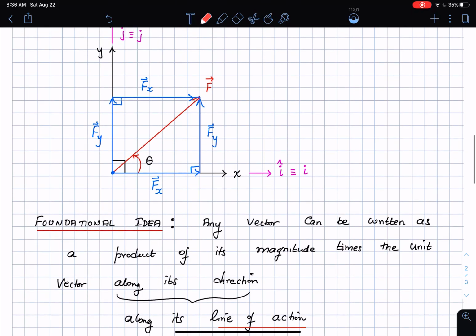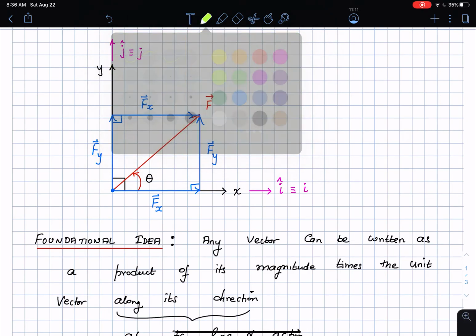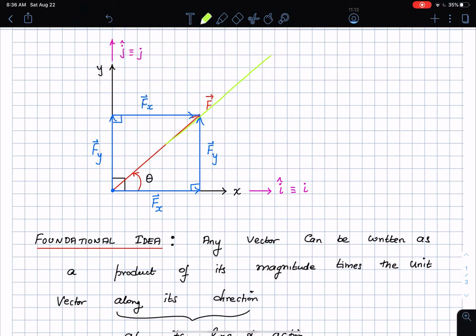So the line of action, for example, of vector f: I just take the vector f and start extending it, maybe in a different color. If I just take the vector f and extend it up here, this is called the line of action of the vector. So this is the line of action of vector f.